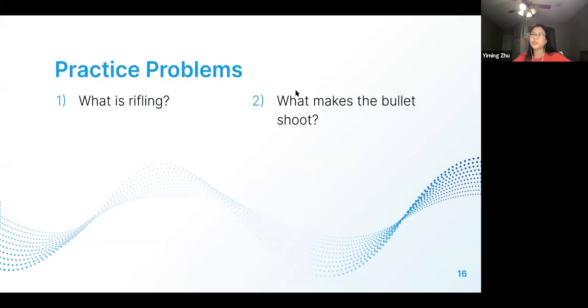And two, what makes the bullet shoot? A lot of you guys said a button on the gun or a trigger. And yes, that is correct. I did want you guys to be a little bit more specific, but that's okay. I didn't write to be specific on it, so that's my fault. So basically, the firing pin presses against the primer, which explodes, that ignites the gunpowder, and that propels the bullet out of the barrel.